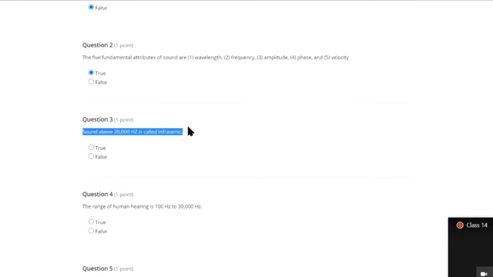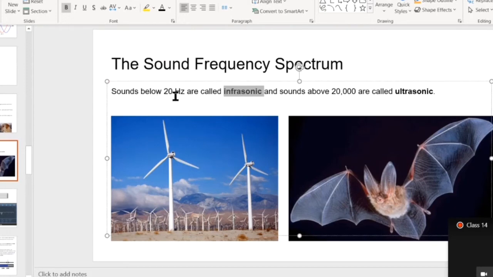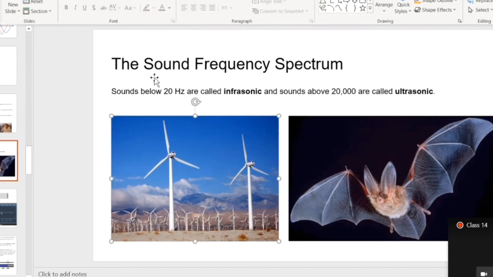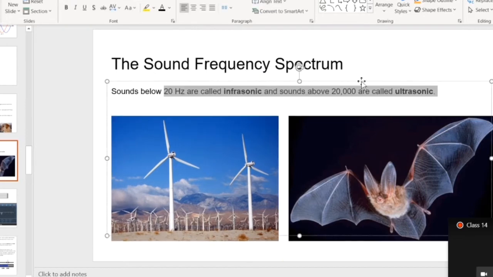Okay, then we investigated frequency. Sound above 20,000 hertz is called infrasonic. Infrasonic, which is below 20 hertz. I think I said that wrong. Sorry about that. So if you have sound that's below 20 hertz, it's infrasonic. And if you have sound above 20,000 hertz, it's called ultrasonic. So you might be wondering, what's the significance of 20 hertz and 20,000?